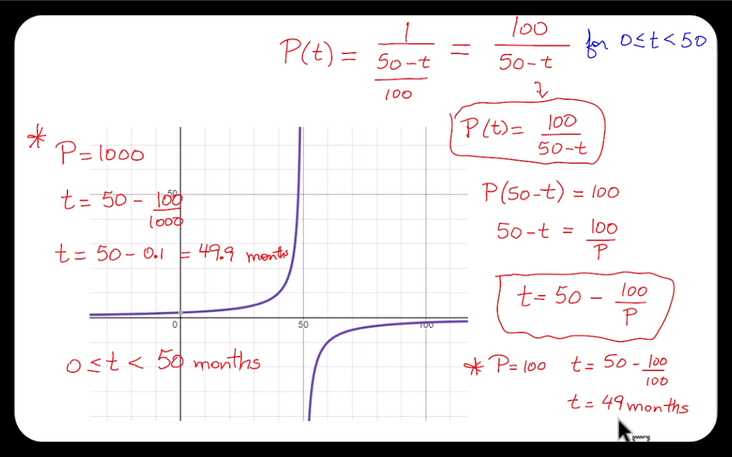Because if you remember in the original problem, the rate was in terms of months. All right, if I plug in 1,000, then I've got 100 over 1,000, which is 0.1, so 49.9 months. And again, remember, the formula is valid only for under 50 months. All right, that concludes section 1.1.